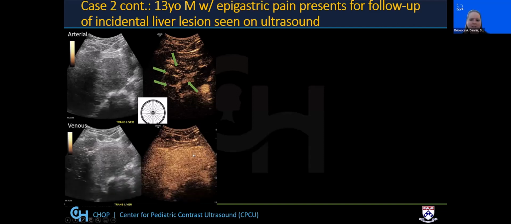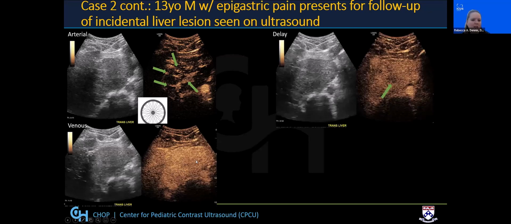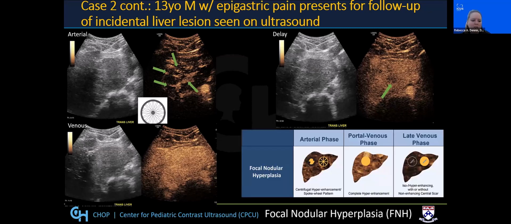On venous phase, it is still hyperenhancing. And on delayed phase, we have central washout compatible with washout of a central scar. So this is focal nodular hyperplasia. This depicts the spoke wheel appearance. Sometimes you can just have it fill in the center, and you don't always have, of course, the nice spoke wheel. But sometimes you may see it. And then portal venous phase, it hyperenhances, and late phase, it can either remain hyperenhancing or be isoenhancing, but typically you'll see a central hypoenhancing scar. And so this is focal nodular hyperplasia.